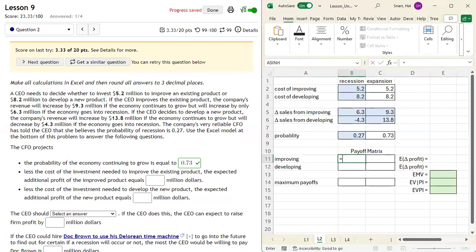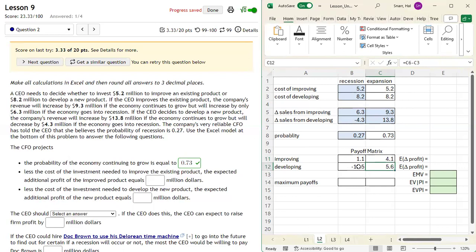Improving a product increases sales by 6.3 million. To get that increase in sales, we have to net out the cost of improving. And then we do that for all the other cells in this payoff matrix. If there's an expansion, sales will increase by $9.3 million. But to get that increase in sales, we have to improve the product, which will cost 5.2 million.